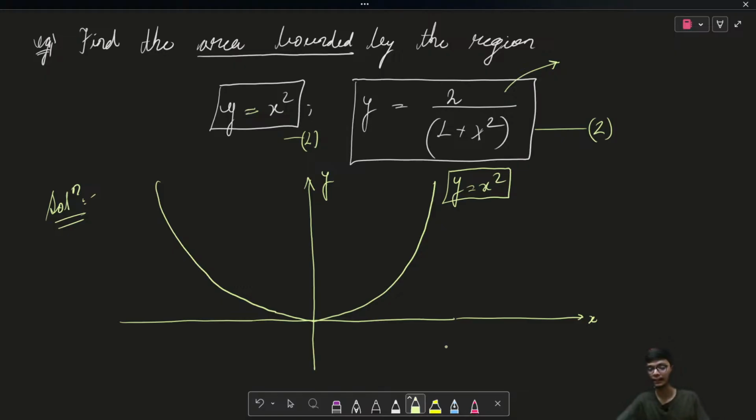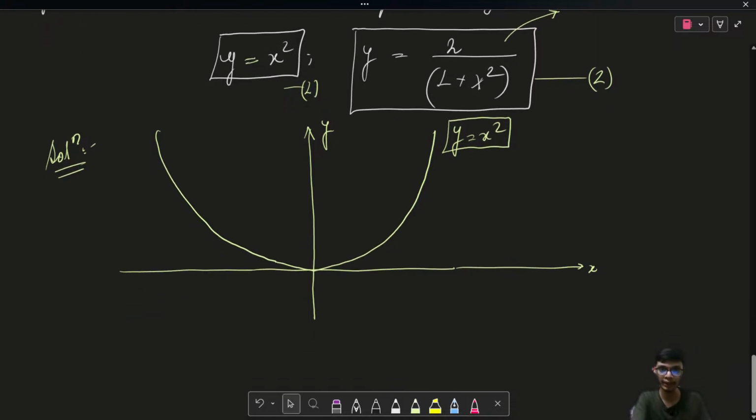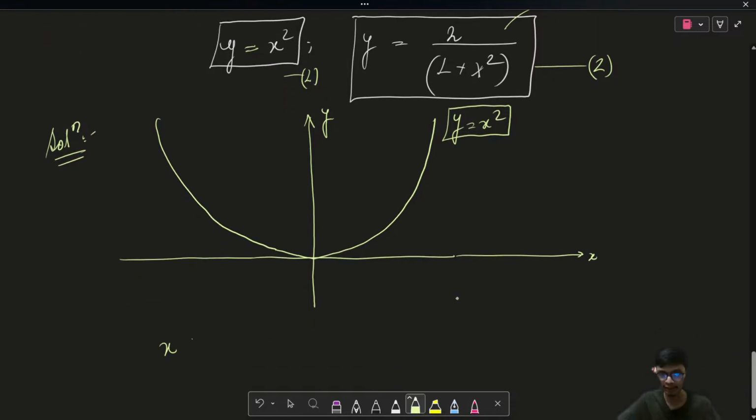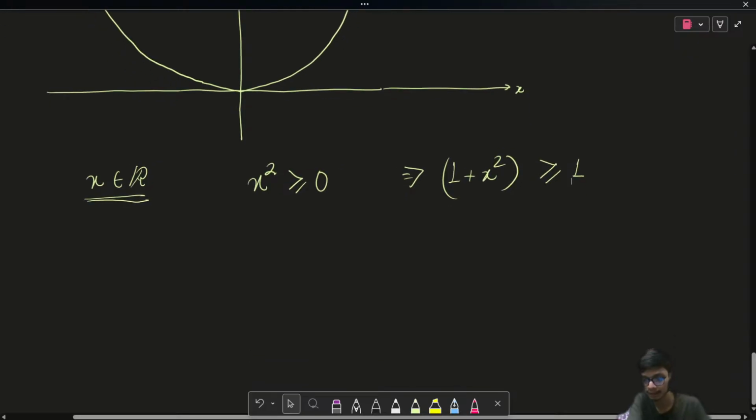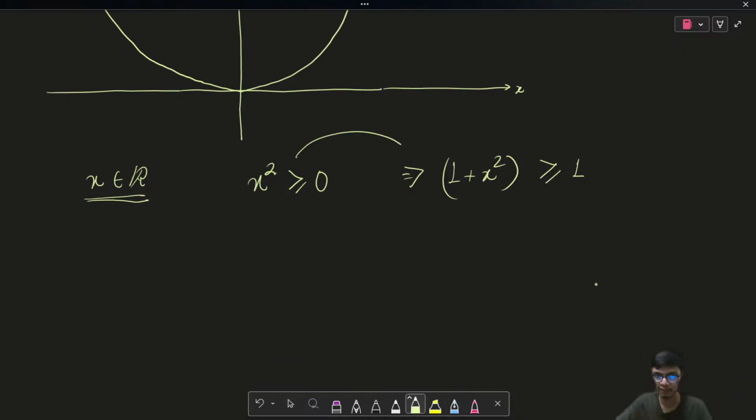So how am I going to do that? Let's try to figure it out by very simple methods. We are discussing real numbers, so x belongs to the real numbers. That means when you take the square of it, it is obviously greater than or equal to 0. Whenever you take the square of any real number, it is definitely greater than or equal to 0. Now if I add 1, then 1 plus x square is definitely greater than or equal to 1. I hope this step is clear to all of you. Please let me know in the live chat, yes or no. Is this step clear?